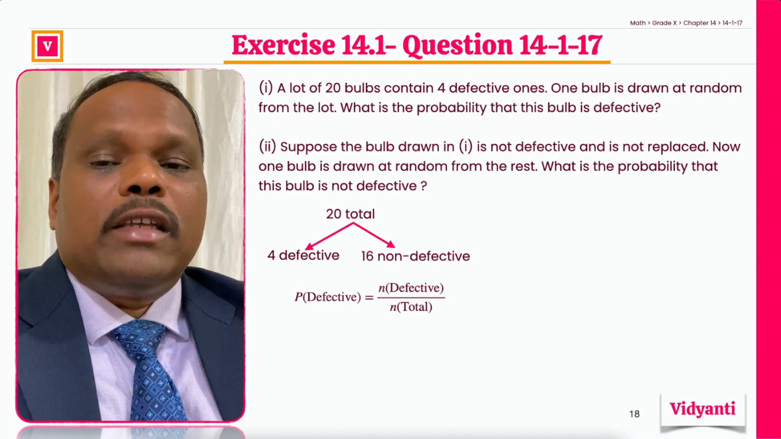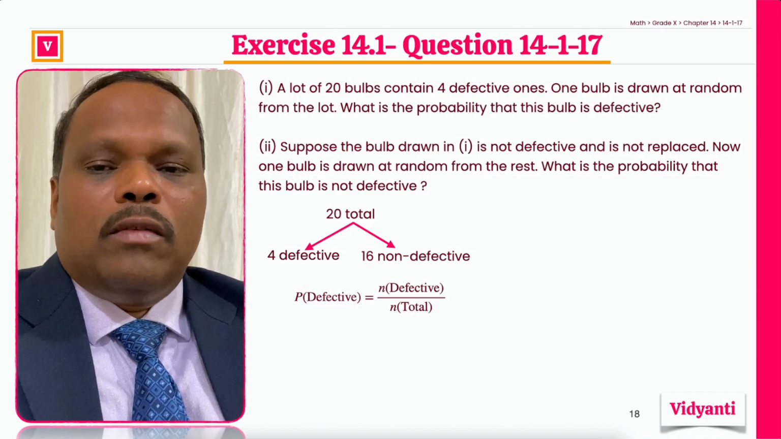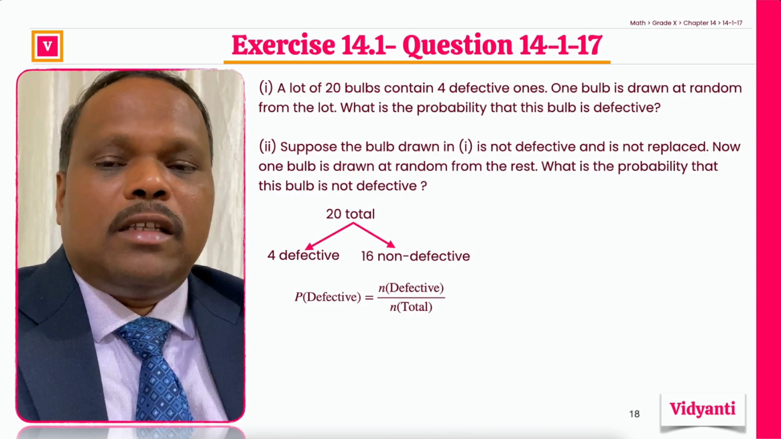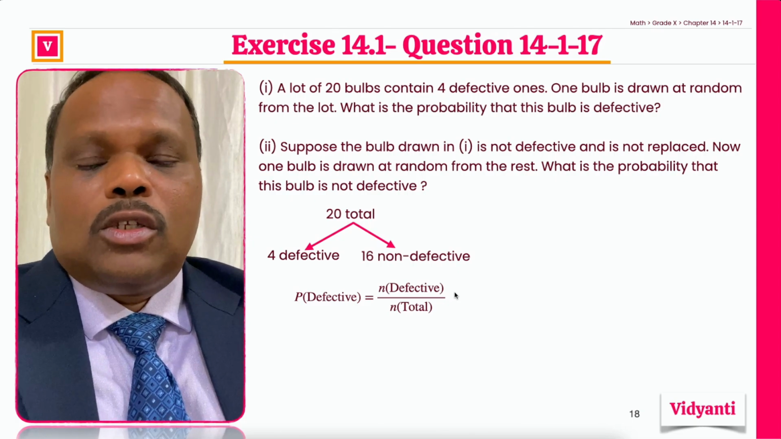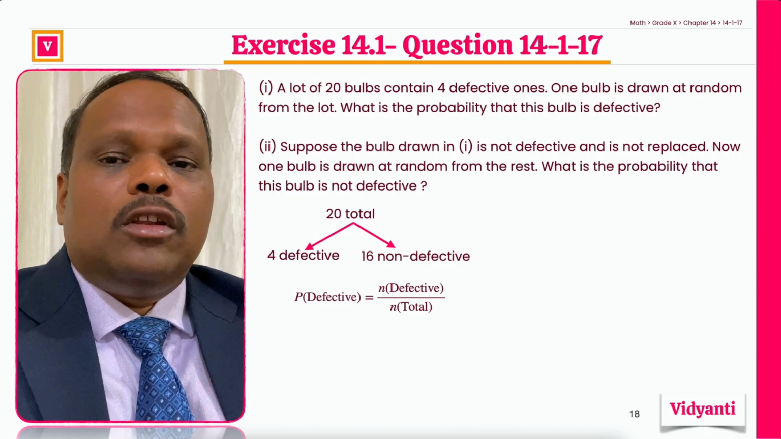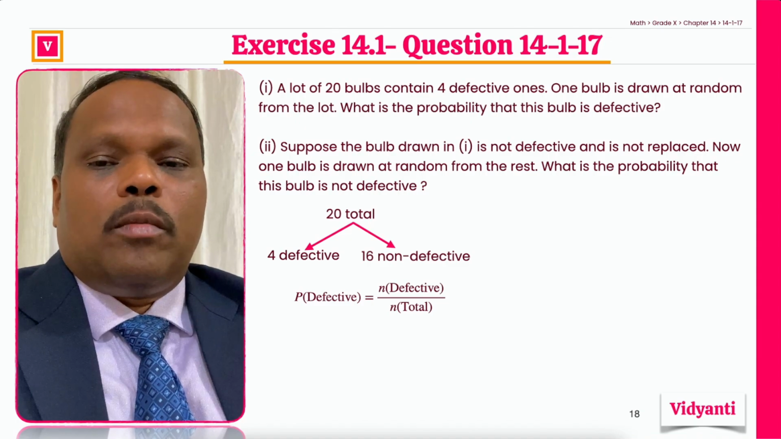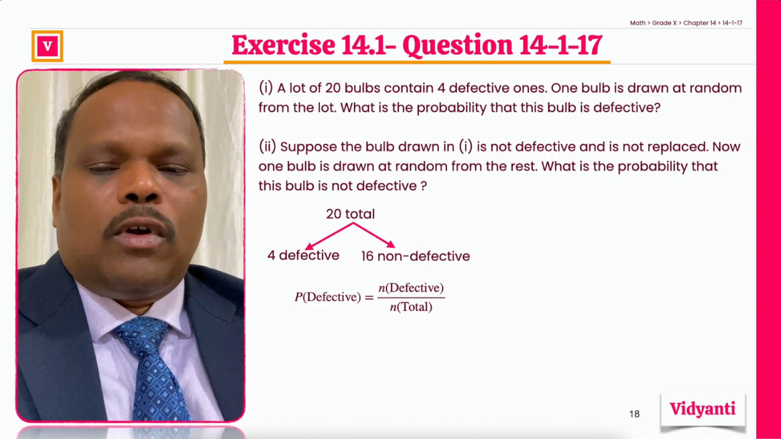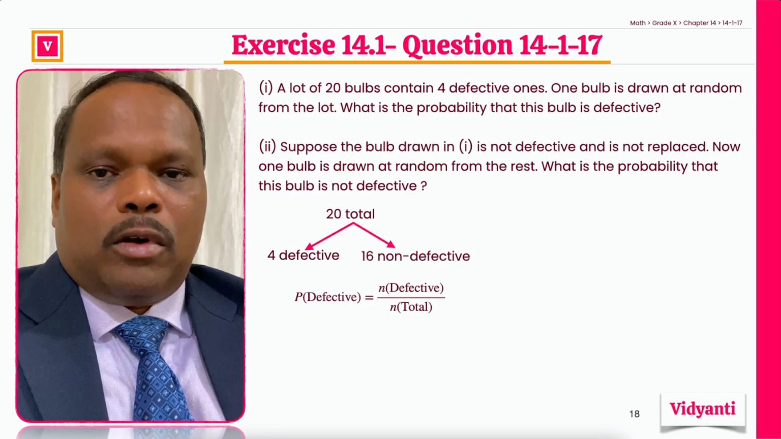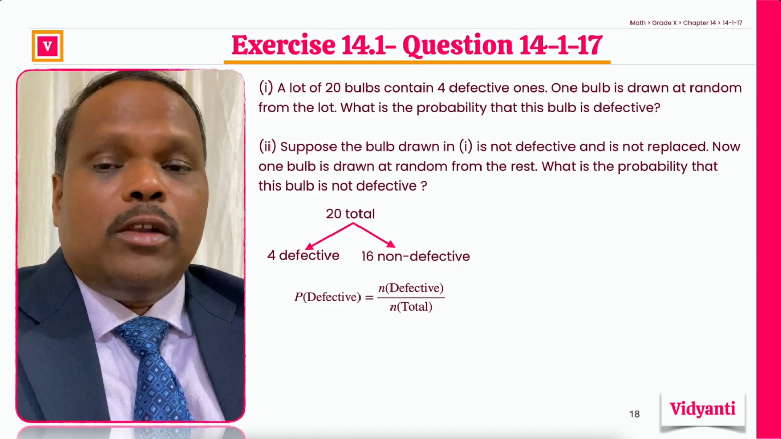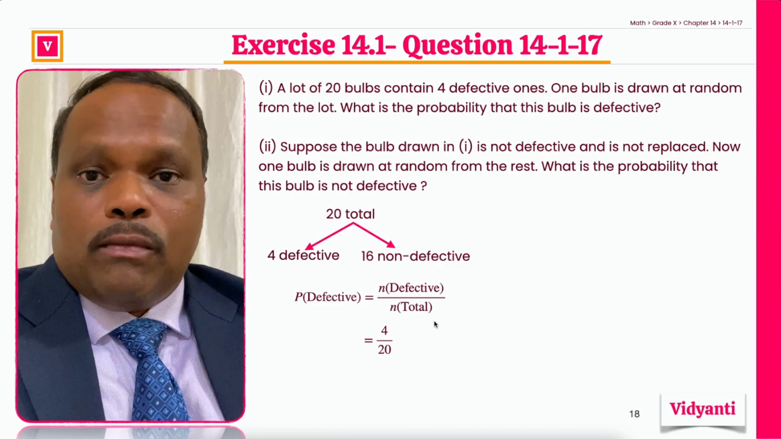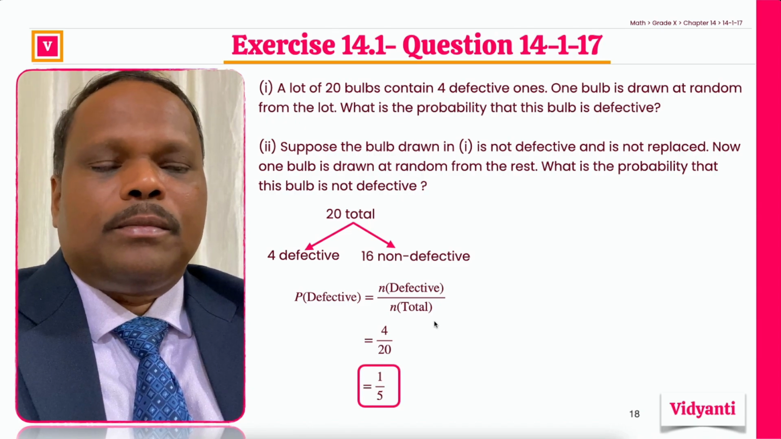So favorable doesn't necessarily mean good. If you are hunting for a bad thing, if you are hunting for a bad guy, then the bad guy is the favorable one, because that's the specific thing which you are looking for. So what we are looking for, what is given in the condition, always goes in the numerator. That doesn't mean it's a good one or a bad one. So I don't say good upon all, I say favorable upon total. Favorable is the thing which you are specifically looking for. So the number of defective is 4, the number of total is 20, so it will be 4 by 20, and that will be your final answer.